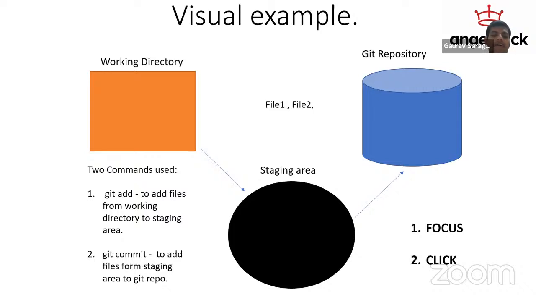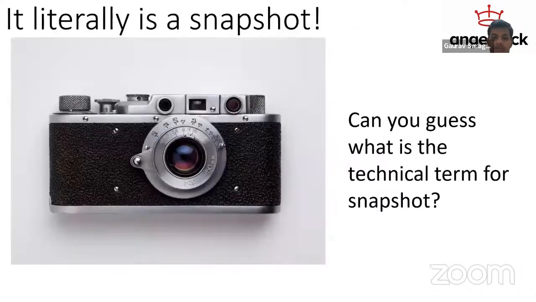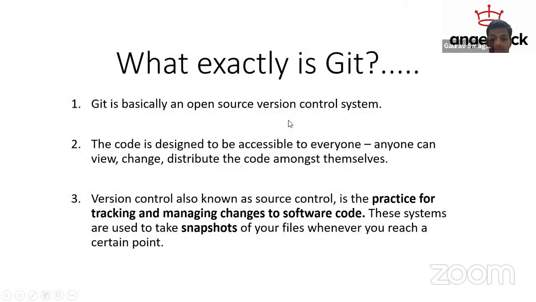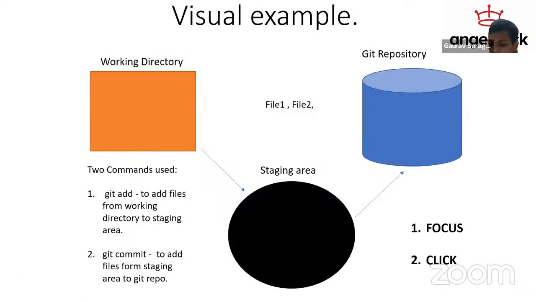So for that, I'll be using two commands. The two commands are git add and git commit, okay? And with the help of those two commands, I'll be able to send my files from the working directory to the staging area and from the staging area to the Git repository, okay? Cool. So if we come back to our example of taking a snapshot, yeah, this one, right? Taking a snapshot. So when you click a photo, you just don't click immediately, you just don't click on the shutter button as soon as possible, right? You take a focus. So that focus over here is what git does.